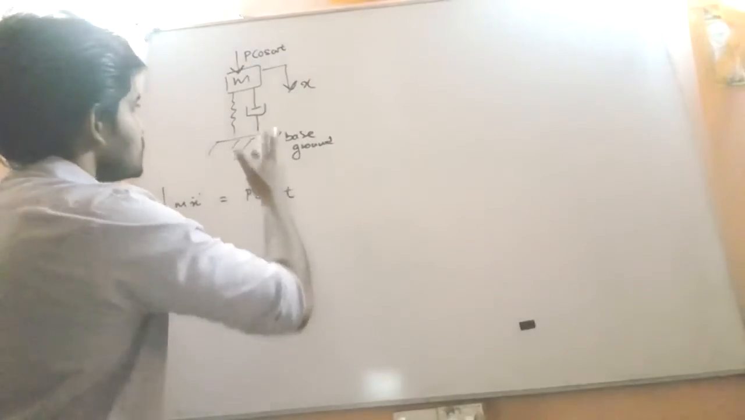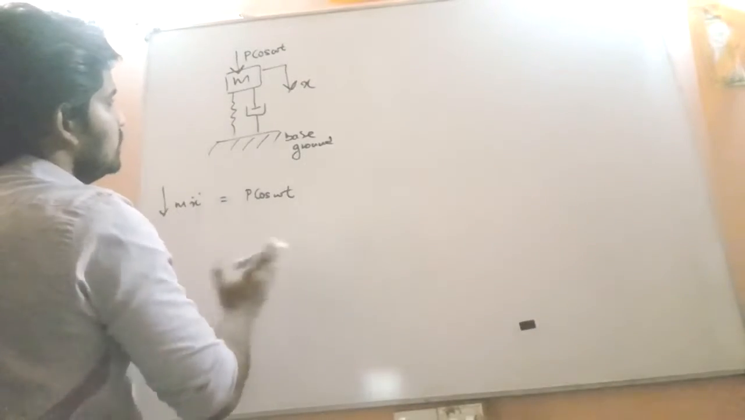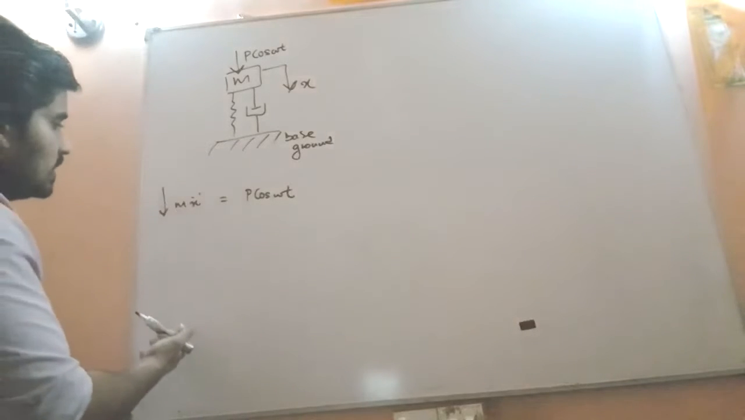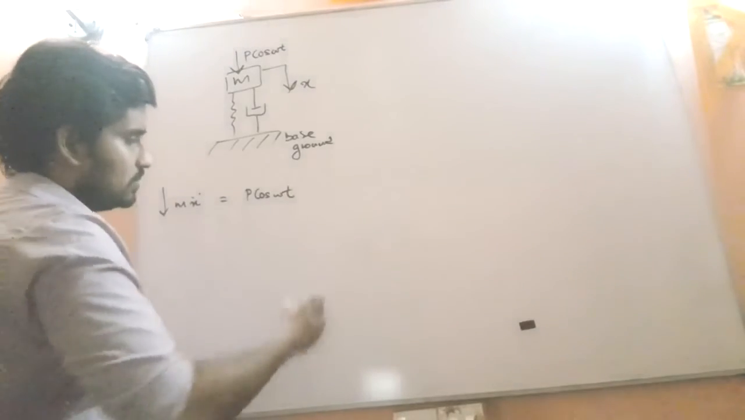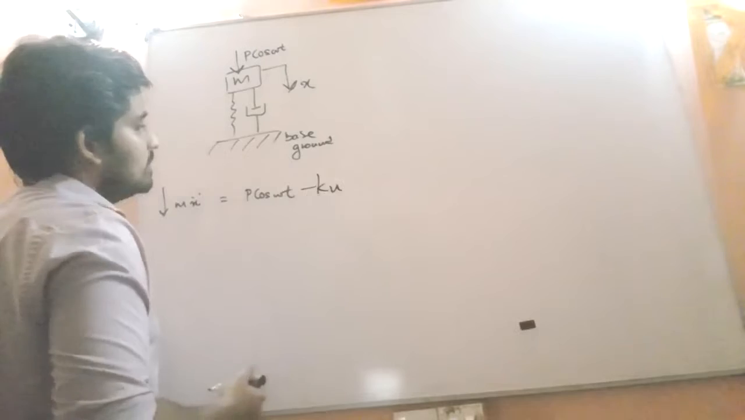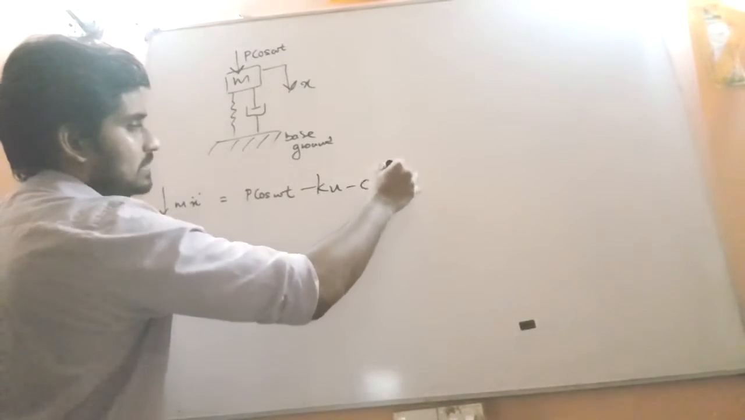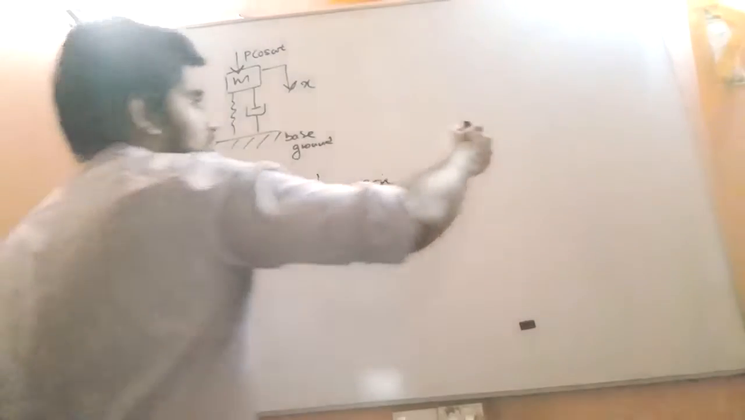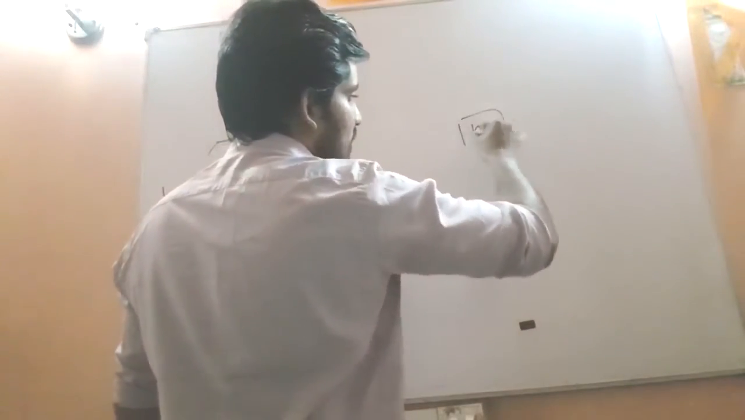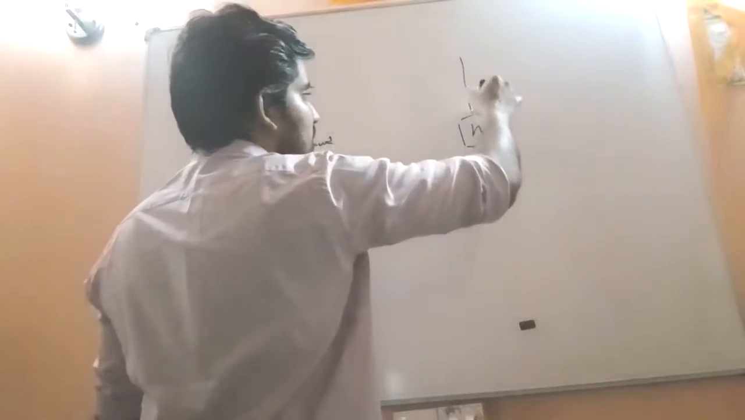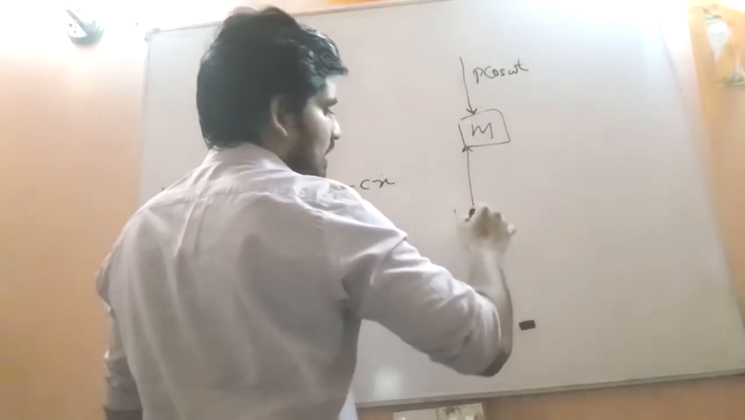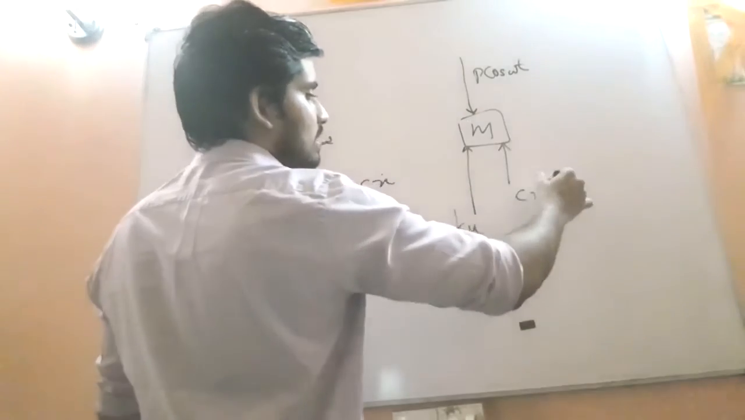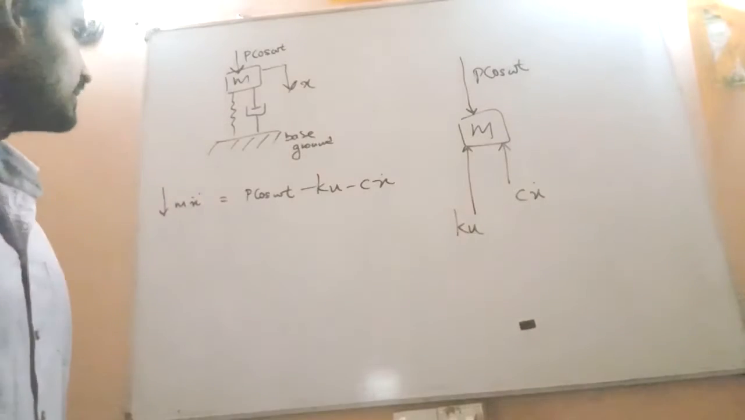Now the spring force is acting along the upward direction. But when considering the overall direction of motion, because we have taken the direction of motion along the downward direction, that force due to the spring is minus kx, right? The damper is minus c x dot, right? Okay, so I will sketch the free body diagram for you to have a better understanding. See, this is P cos omega t, this is kx, and this is c x dot, right? I think now you have a better idea.